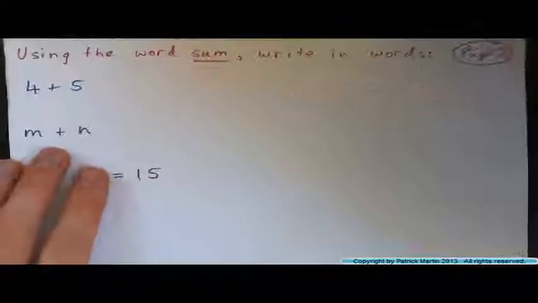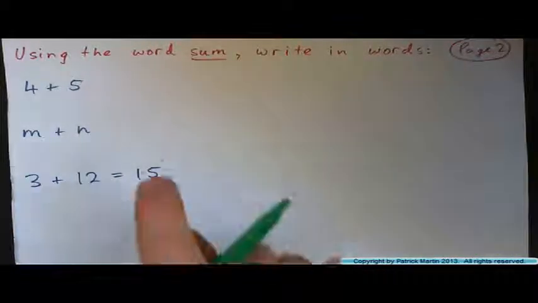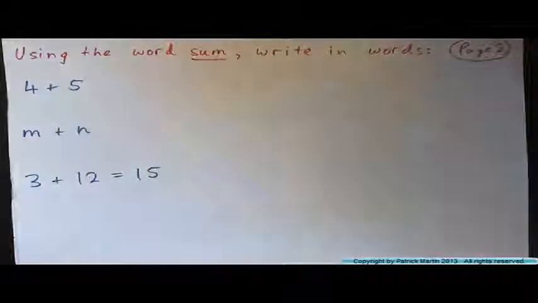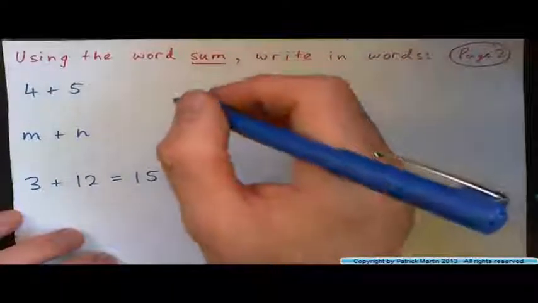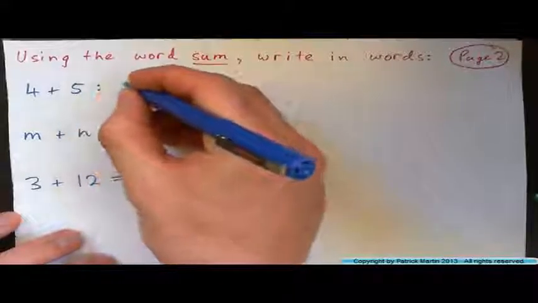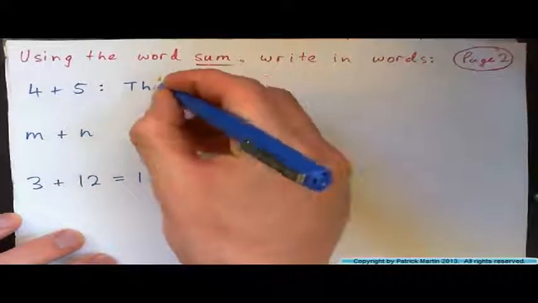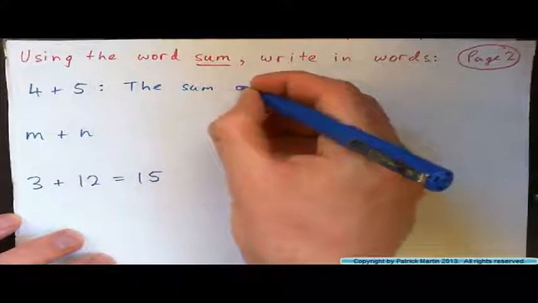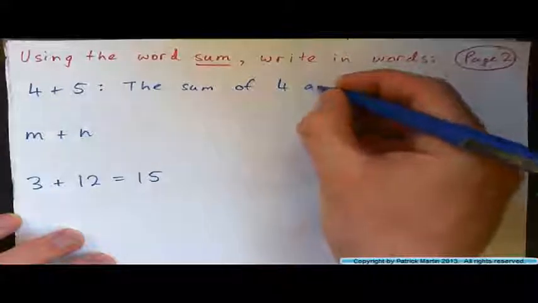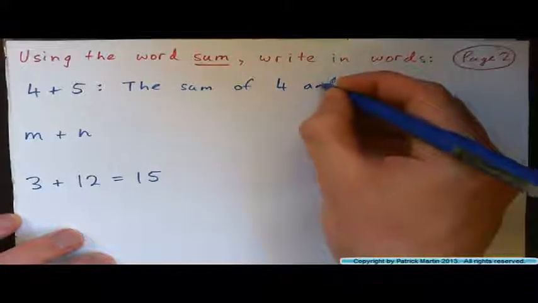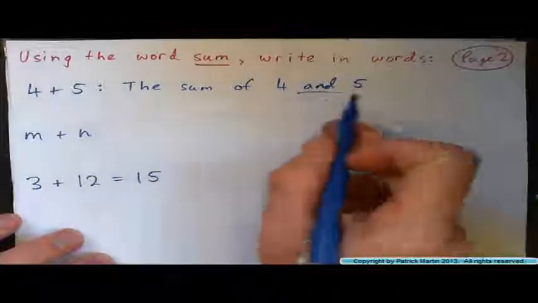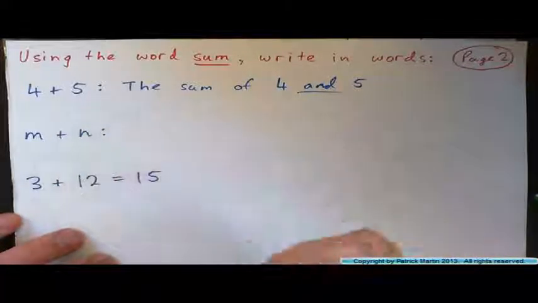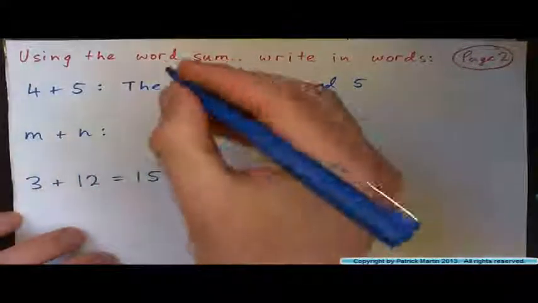Okay, let's go to page 2. We're going to use the word sum and write these things in words. So 4 plus 5 can be written as the sum of 4 and 5. Watch out for the word and. So the sum of 4 and 5. m plus n. How could you write that? Press pause and write down the answer.